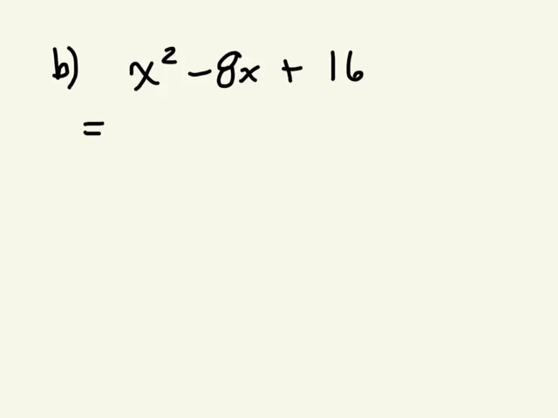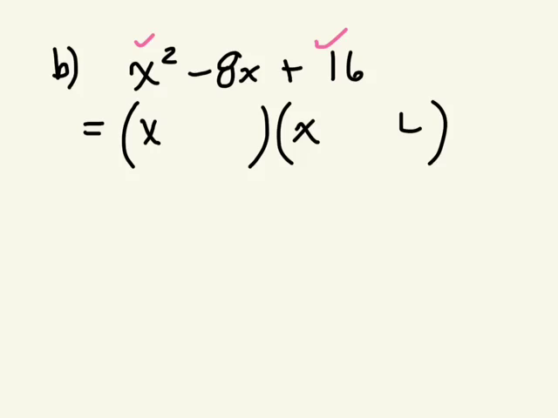So once again, to factor, we're writing the product of two values. Is this a perfect square trinomial? How do you know? The first and third term are perfect squares. So we can use this method. What's the square root of x squared? What's the square root of 16? And my middle term is what sign? So x take away 4, x take away 4.